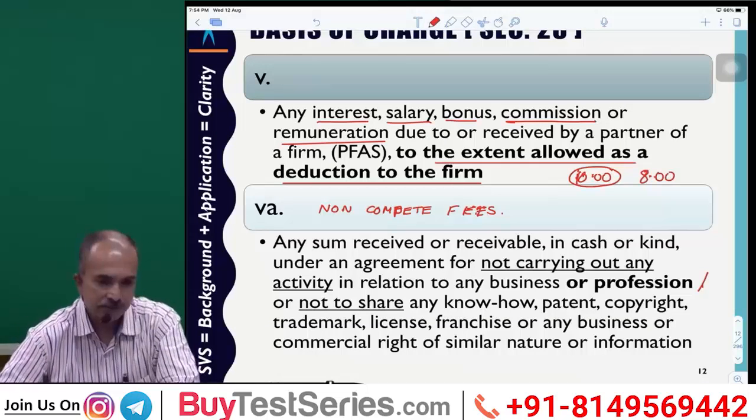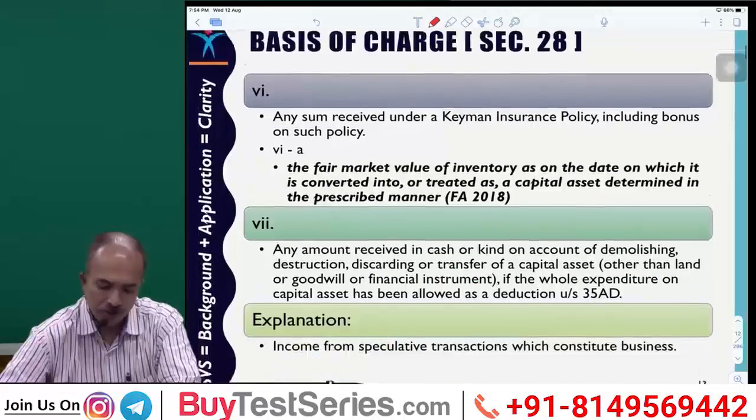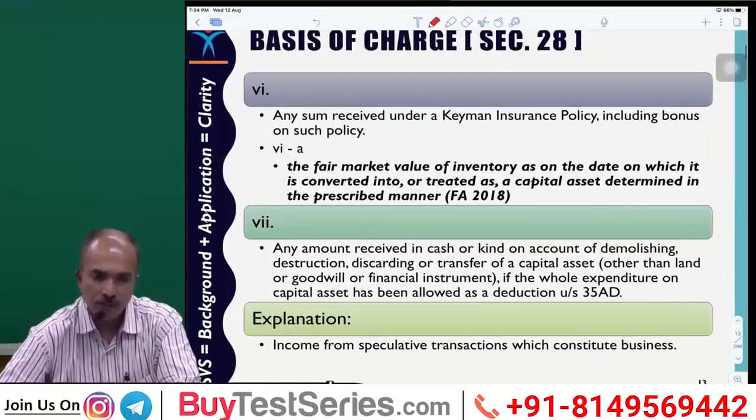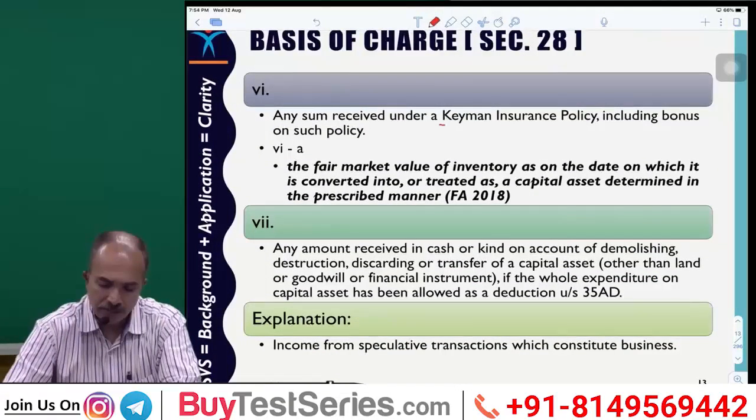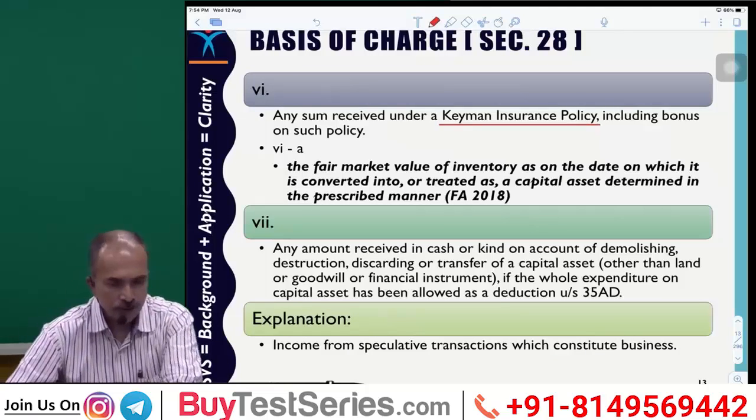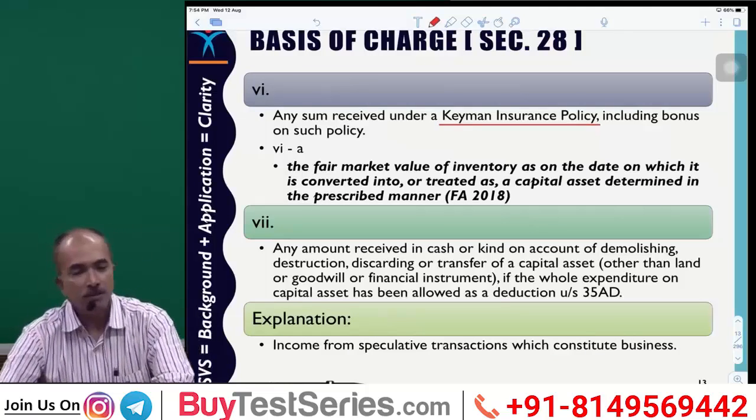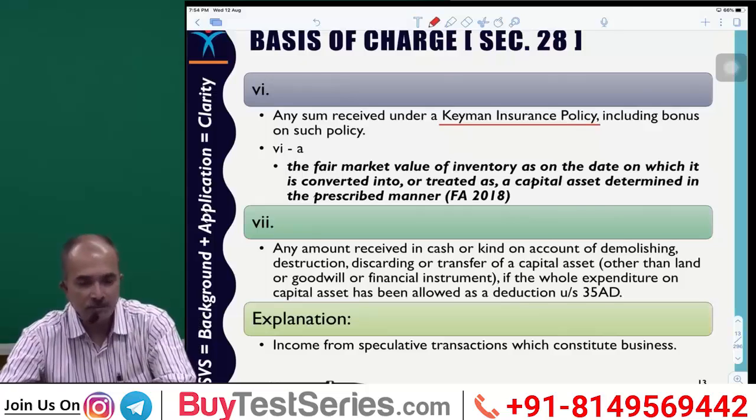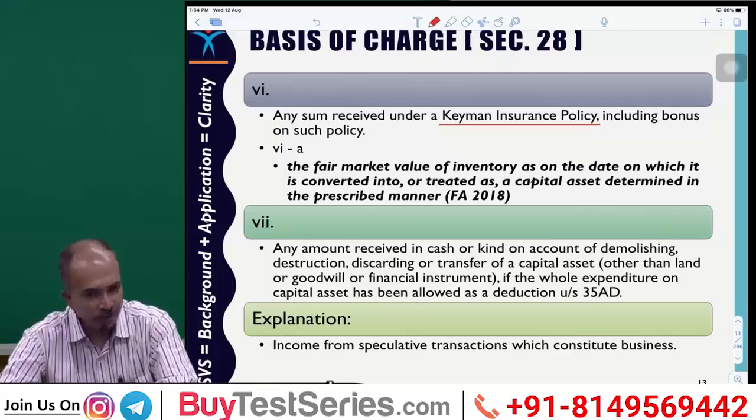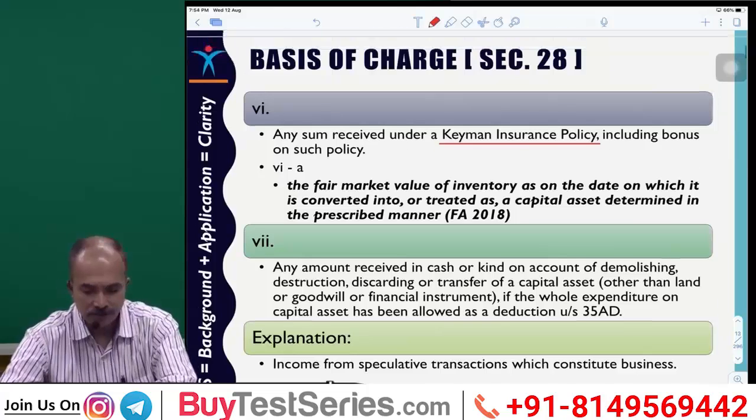Clear, my friends? 20/6. Any money received under a Keyman insurance policy, including bonus. So let me quickly touch upon the planning which used to happen in Keyman, because this will be relevant throughout our entire syllabus. Other sources may be relevant, exemptions may be relevant.